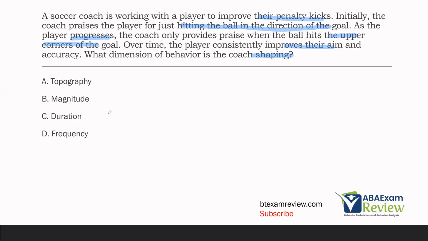What would it mean to shape the magnitude of a behavior? Well, magnitude has to do with intensity. In other words, we're talking about something that is big versus small, loud versus quiet, short versus tall. Magnitude has to do with intensity. We're not necessarily changing the magnitude here. What about duration and frequency? Well, those are two units of measure. We're not changing the duration of anything, according to the question, nor are we changing the frequency. Based on our given information, the coach is simply shaping the topography of this behavior.